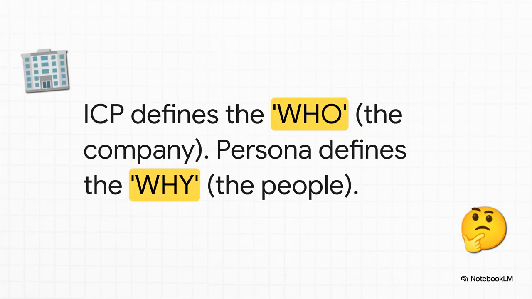All right, here's the simplest way to get your head around this. Your ideal customer profile, or ICP, defines who you should be talking to. We're talking about the company itself. Which companies are a perfect fit for what you sell? Then you've got the buyer persona. This helps you understand the why, the actual people inside those companies, their goals, their challenges. So think of it like this. The ICP is the building, and the personas are all the different people working inside it.